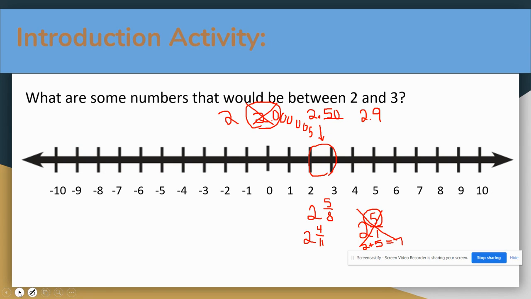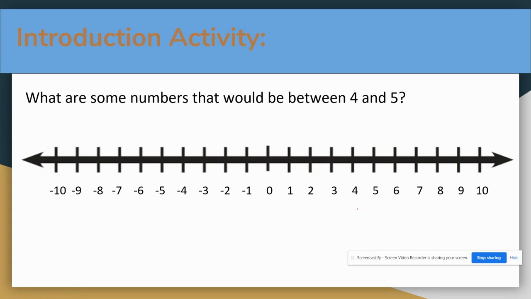Okay, I'm going to give you some time to do some more practicing. This time I want you to tell me some numbers that come between 4 and 5. My challenge for you this time is to type in 2 or 3 numbers that would fall between 4 and 5.